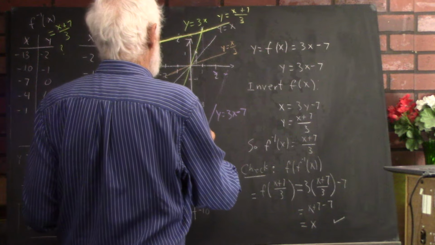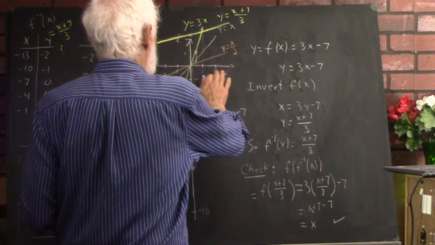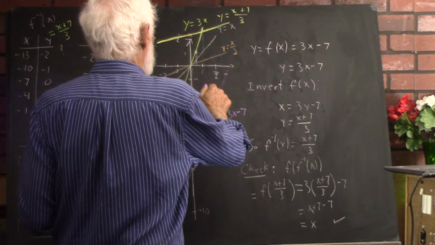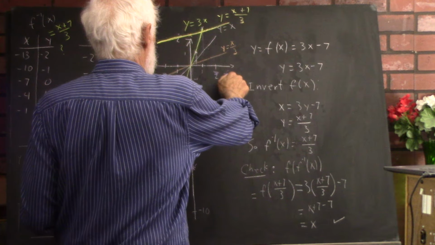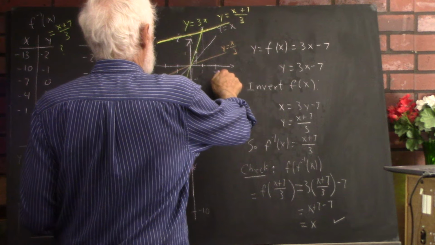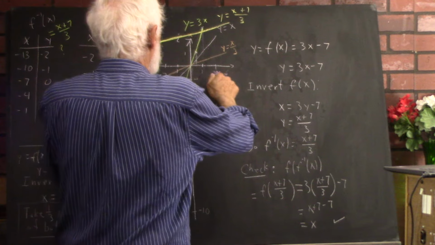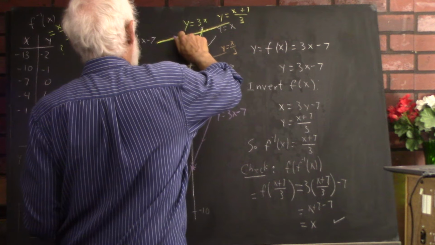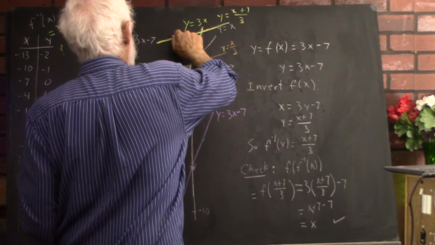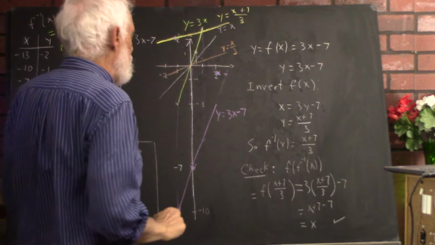A more accurate point on this graph, when we get to here, would be over a little closer here. And if this is reflected, it ends up here, and it's just a little better.